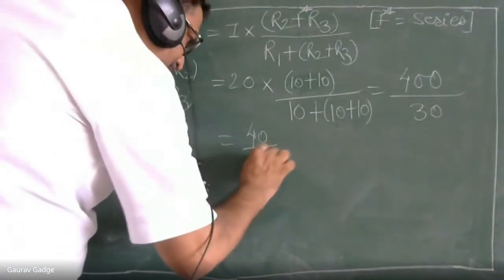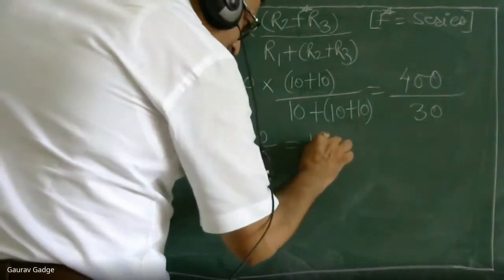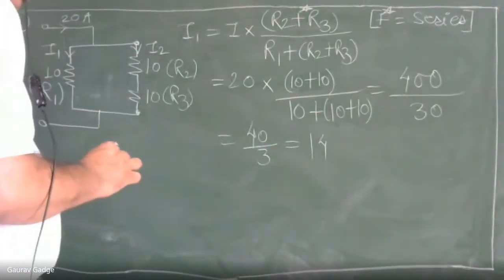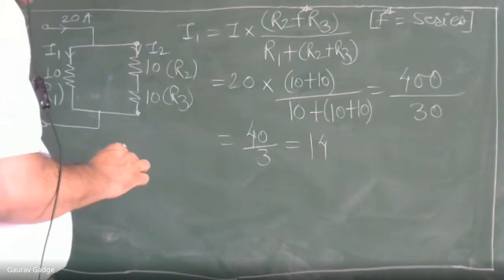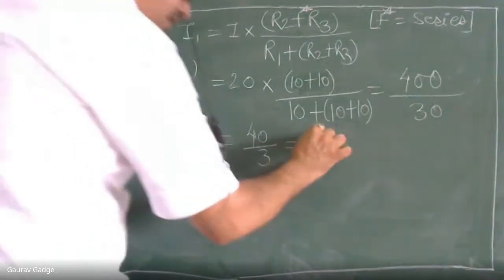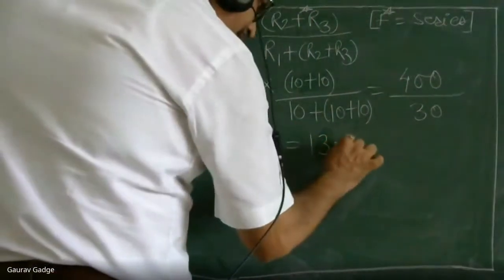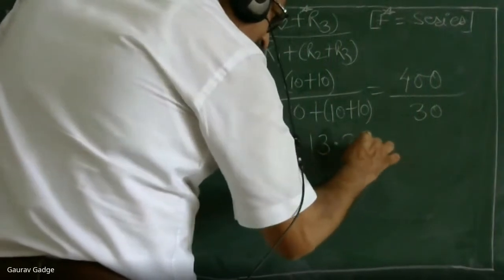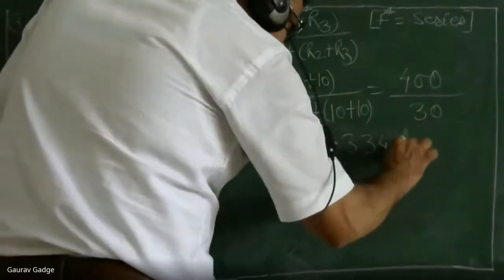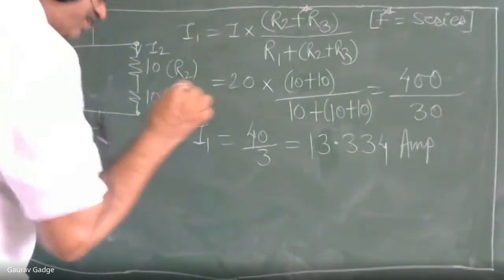And what is 40 upon 3 ampere? 3 ones are 3, 3 fours are 12. I think I'm making some mistake. No, yes, 3 threes are 9. And therefore, I just write it as this one. This is the value of current I1.